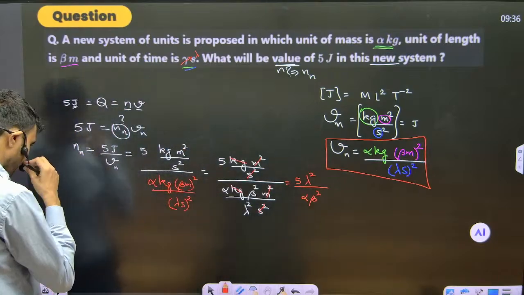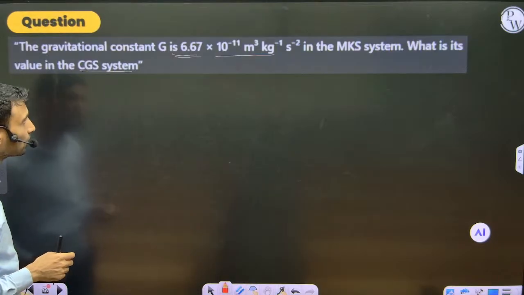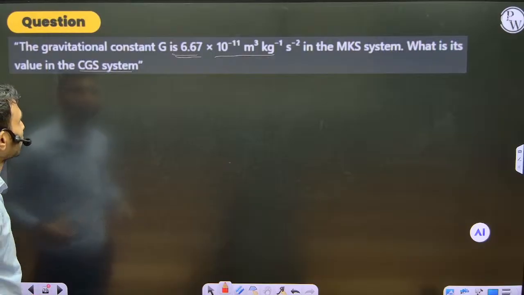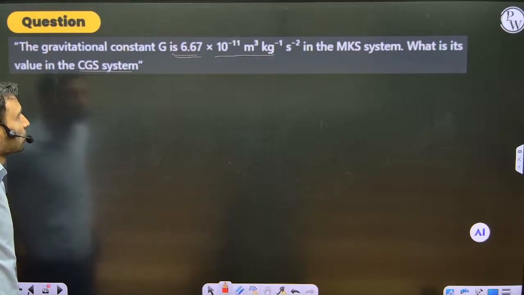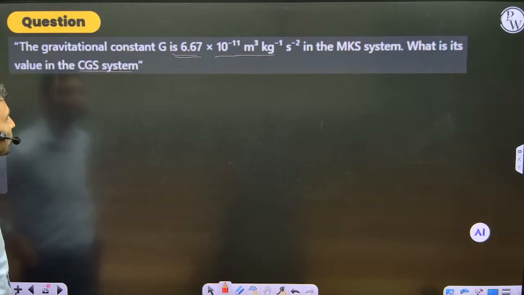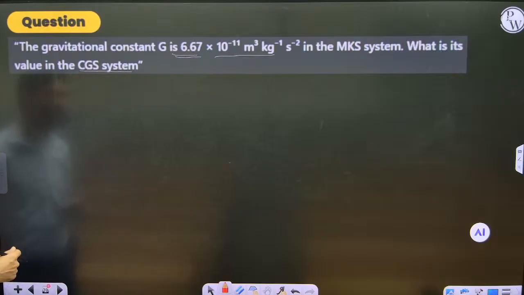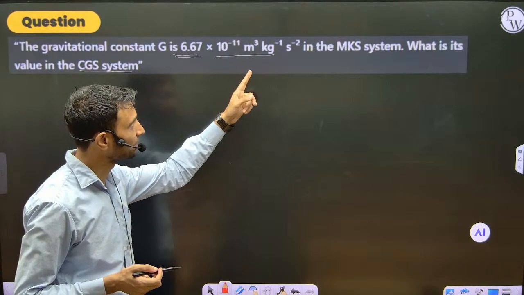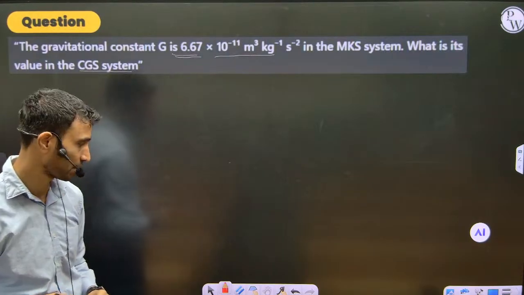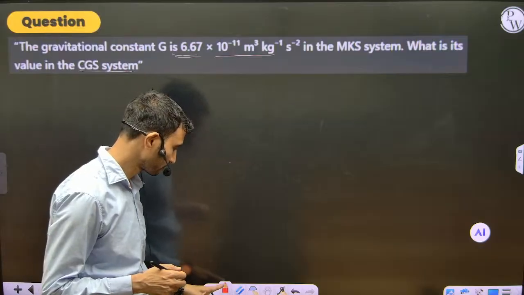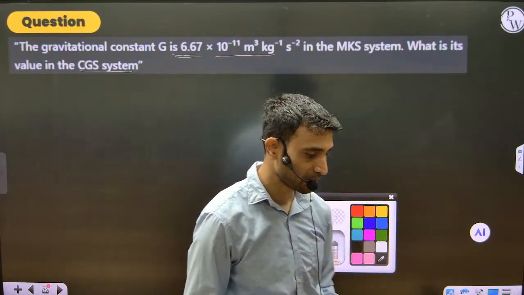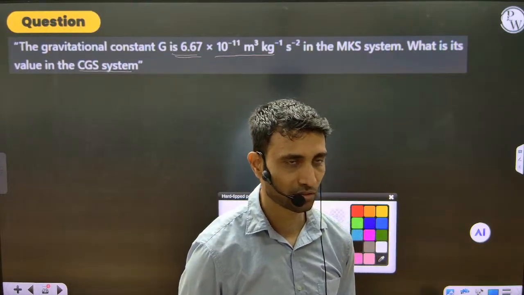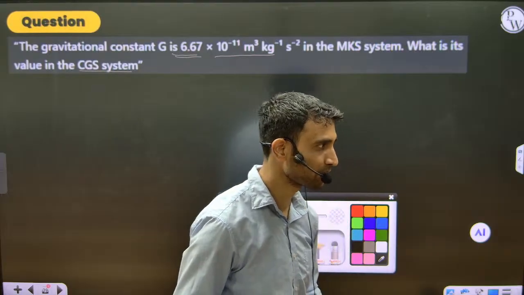Okay, so let's go ahead. Let's do this question now. Capital G is the gravitational constant. We have to write it in the CGS system because right now it is given in the MKS system. Meter, kilogram, second is MKS system, right? So let us write the same thing but this time in the CGS system. So how do we do that? How do we go about it?